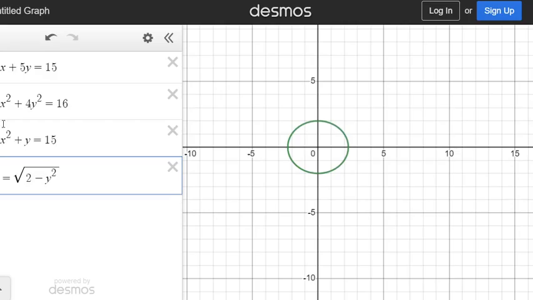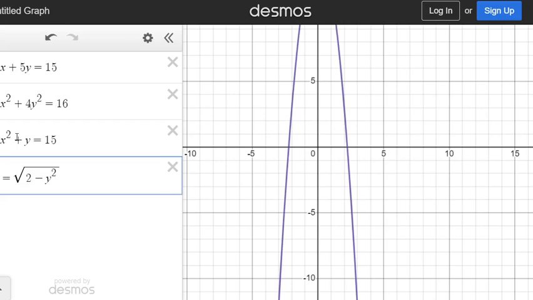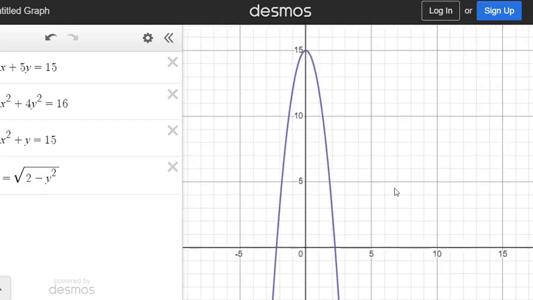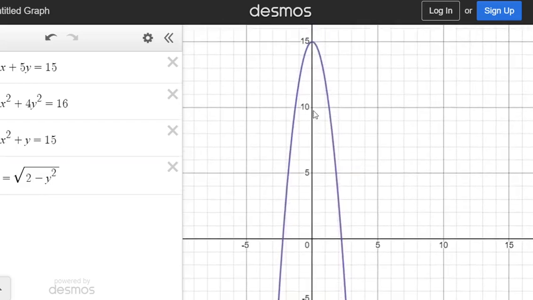For the next one, I've got that one typed here. This is a parabola. So it does pass the vertical line test, but it does not pass the horizontal line test. So it is a function, but it is not 1-to-1.